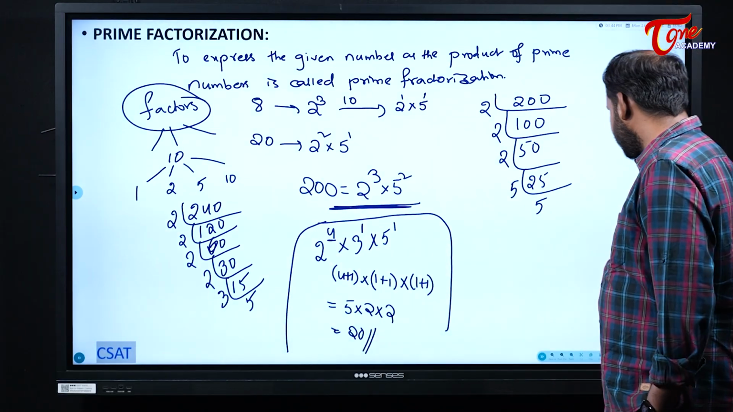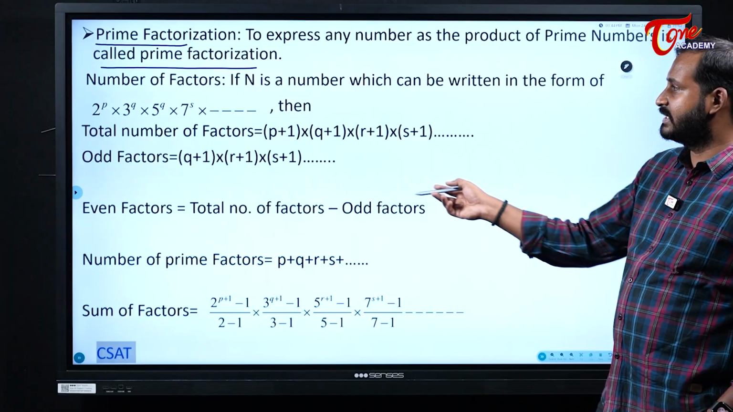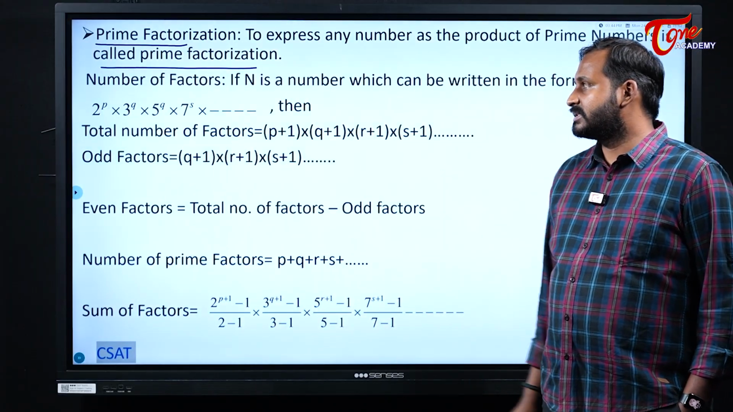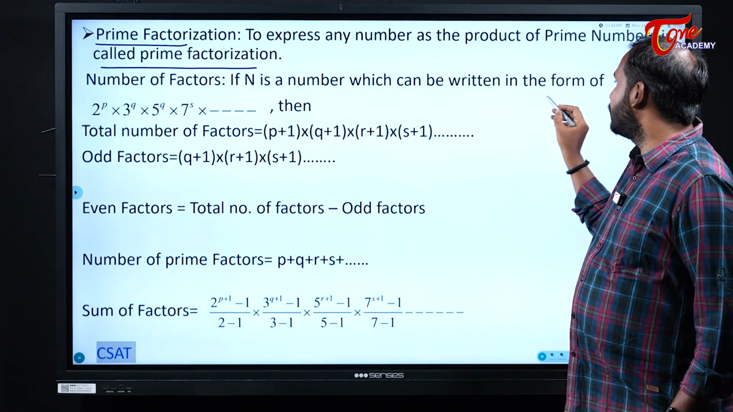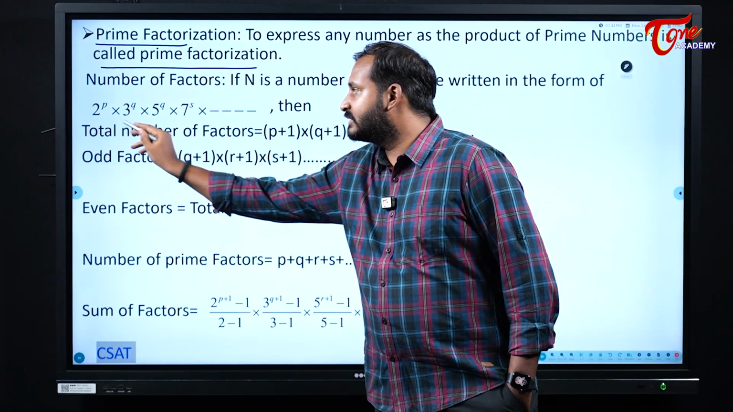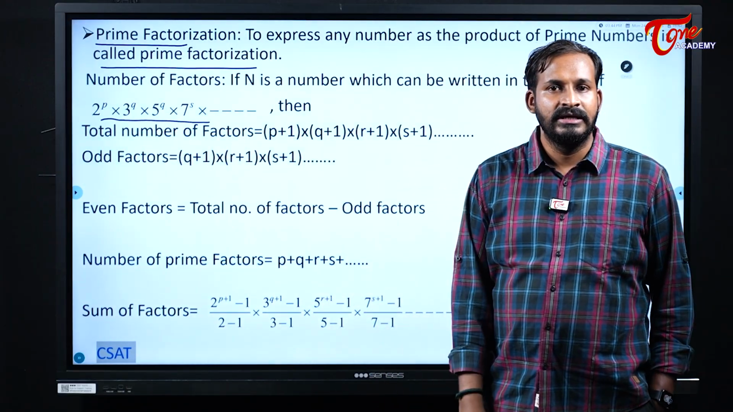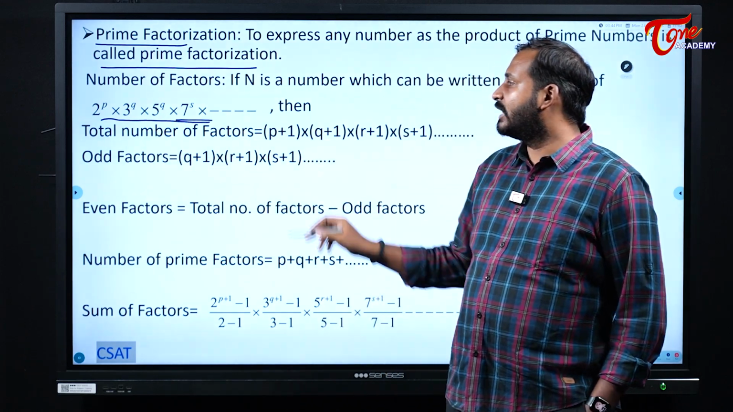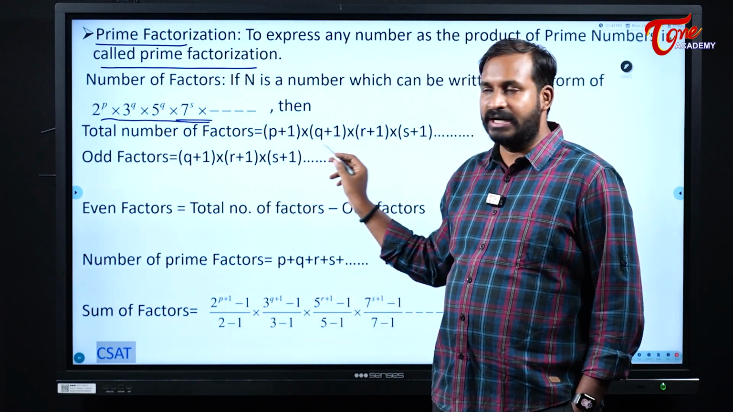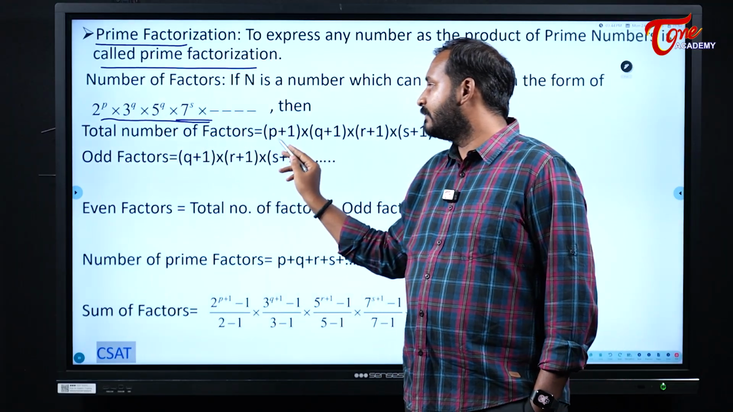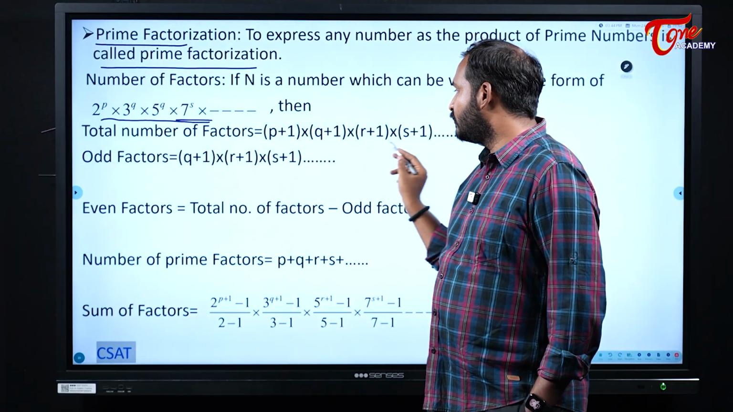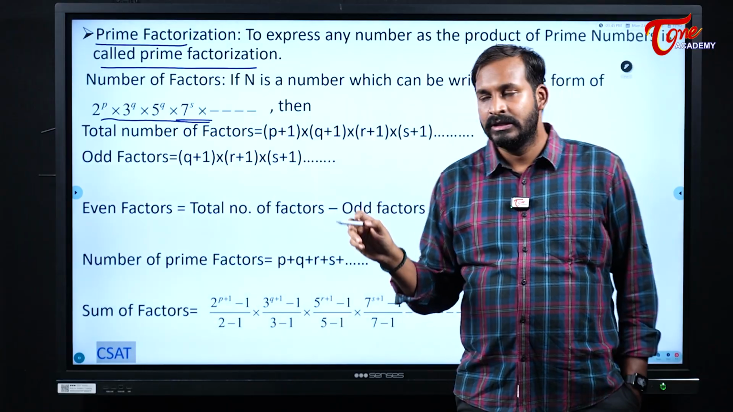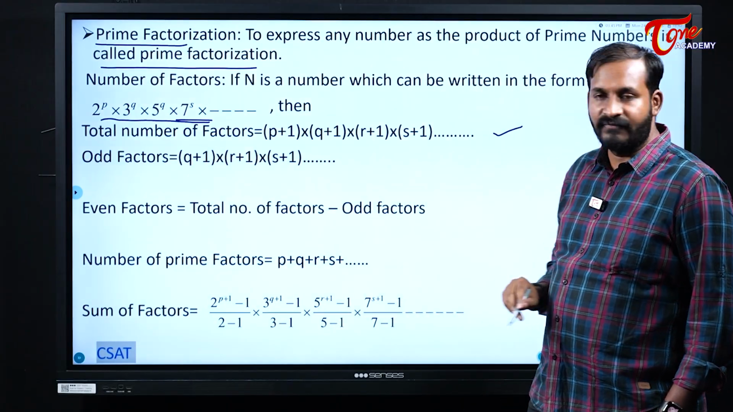Okay, the same thing we are writing in the form of a formula. Please see here, total number of factors. If n is a number which can be written in the form of prime factorization, a product of prime numbers, then the total number of factors is add 1 to the powers and multiply them: (P plus 1) into (Q plus 1) into (R plus 1) into (S plus 1) and so on. Like this we find the total number of factors.